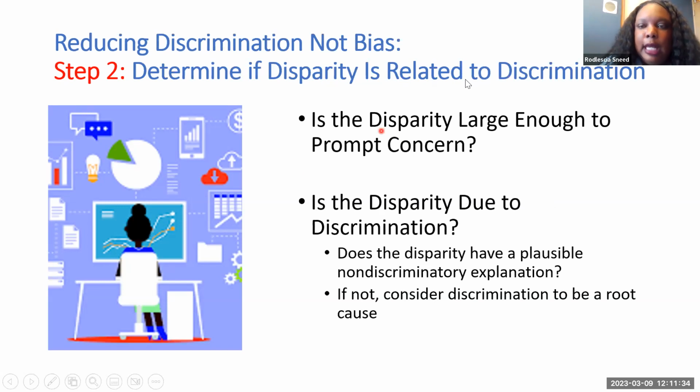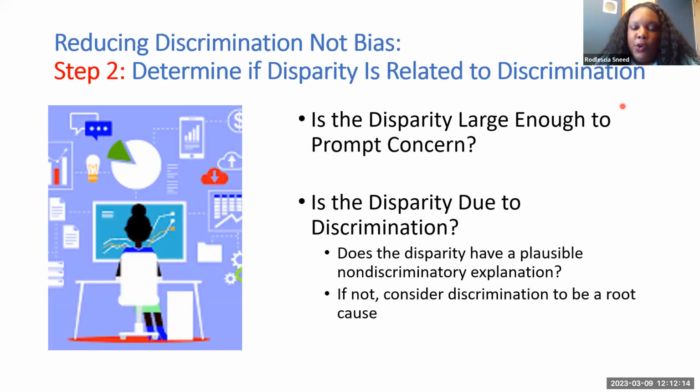Secondly, they talk about how we need to decide, if we see disparities, whether they are actually related to discrimination. So first of all, are these disparities real and are they large enough for us to actually care about? We may see disparities by only a couple of percentage points, and perhaps those disparities are not large enough to prompt concern. But if we see wide gaps based on race or sexual orientation or gender with respect to certain health care outcomes, then perhaps that's a case where we need to actually pay attention and try to understand more about what that disparity looks like.